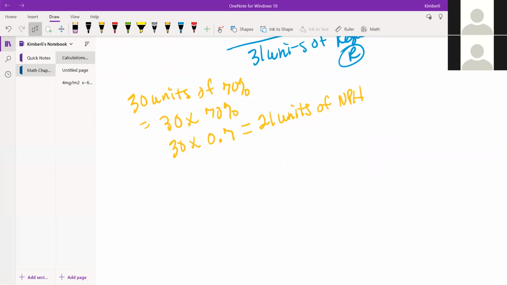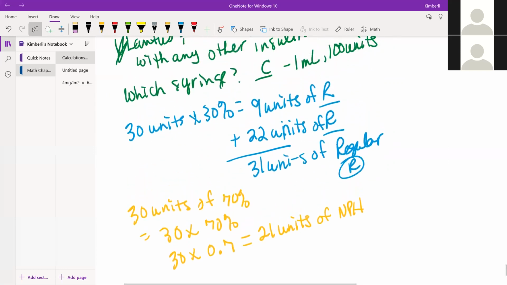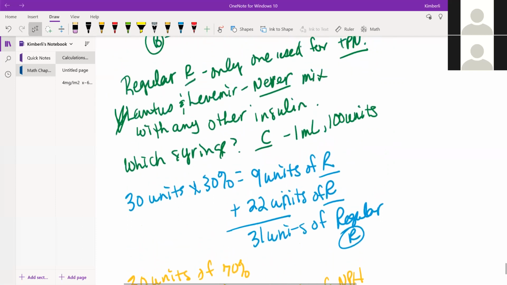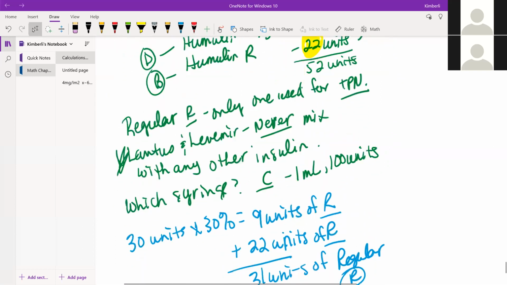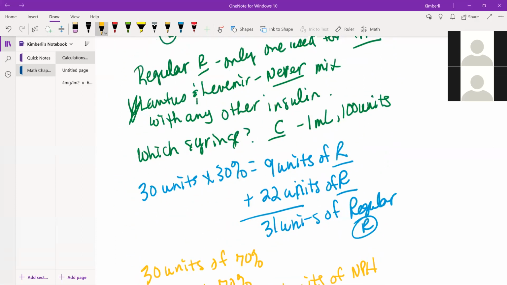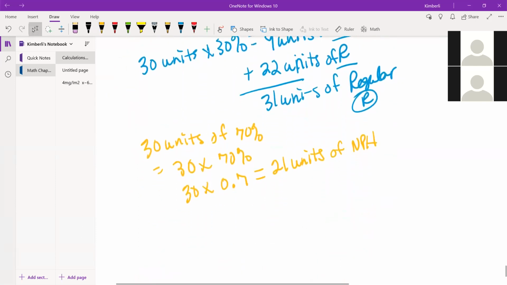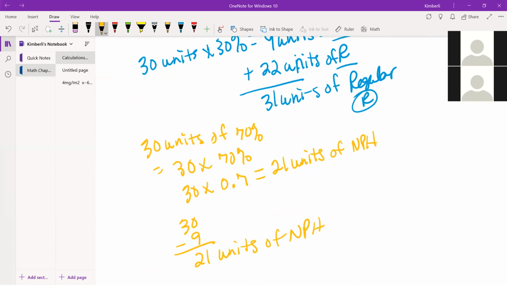If out of this 30 units, 21 units, or 22 units, is R. No, 9 units is R, right? Yeah, so 21 is the 70%. So 30 minus 9 is 21 units of NPH. So that's another way of doing that.